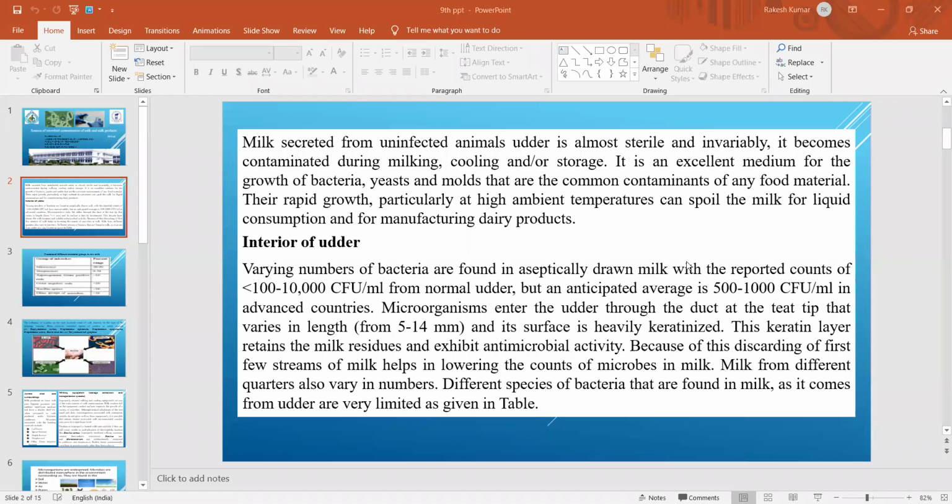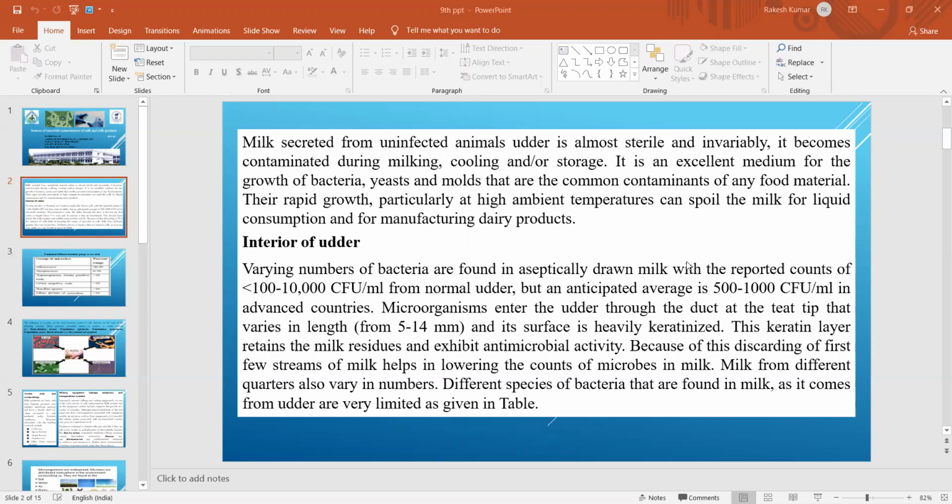Varying numbers of bacteria are found in aseptically drawn milk, with reported counts of 100 to 10,000 colony forming units per ml from a normal udder. So if your animal is normal, not suffering from any sort of abnormality or disease, automatically it should be below this level, 100 to 10,000 CFU per ml or in the range of this. But an anticipated average is 500 to 1000 CFU per ml in advanced countries.